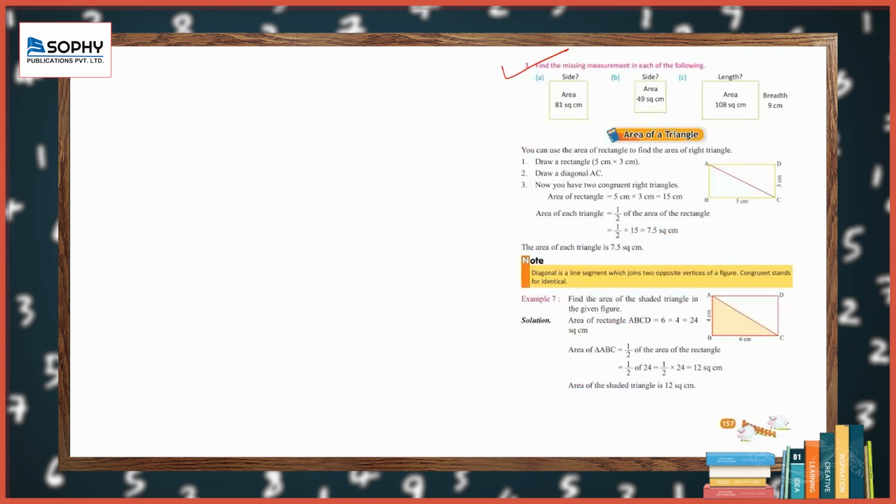In the next one, we have to find the missing measurement in each of the following. Area is 81 square centimeter. So what will the side be, students? That will be, area is equal to side into side, that is equal to 81. Square is equal to side of the square. So side is equal to 9 centimeter.